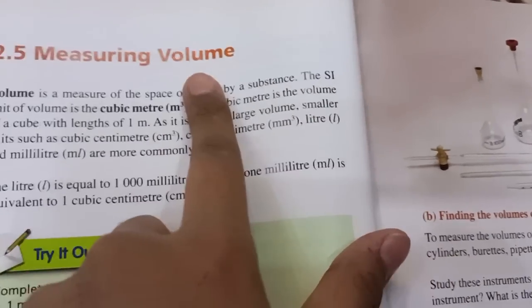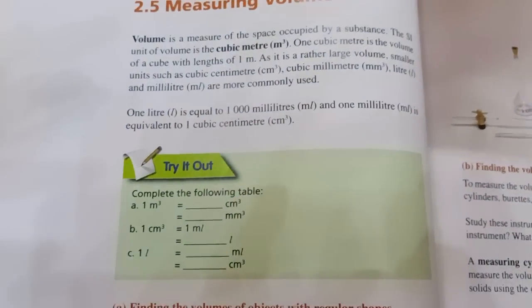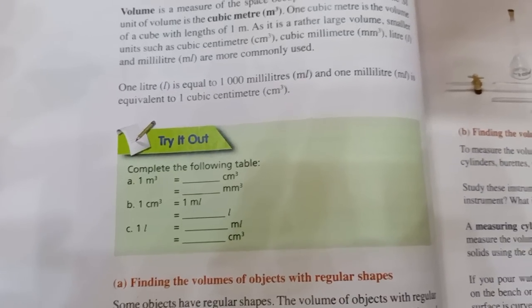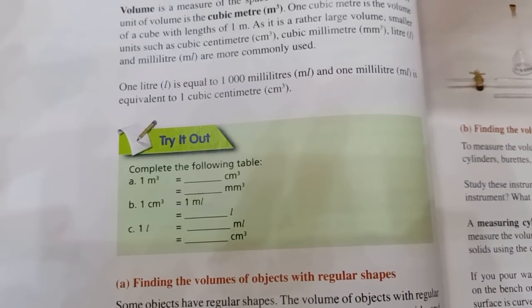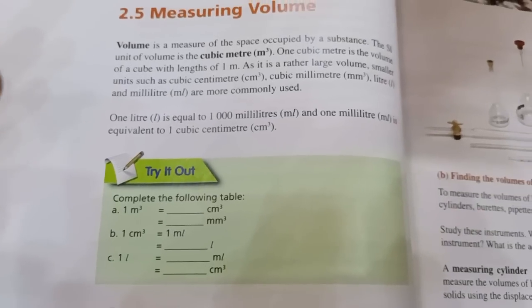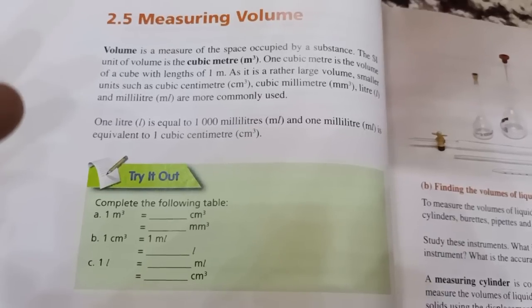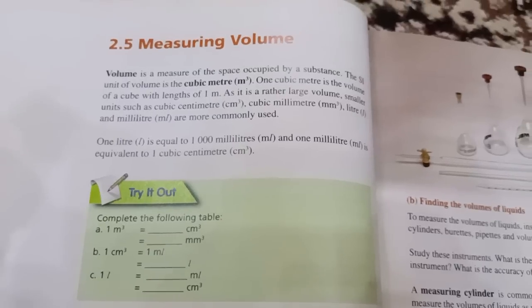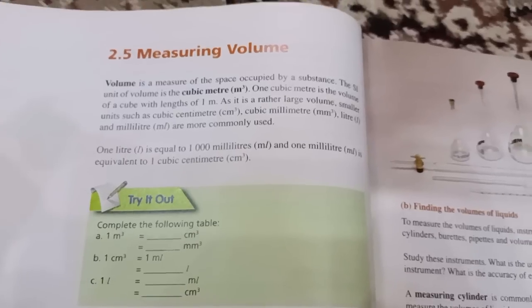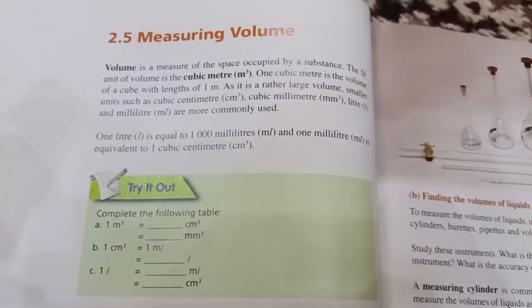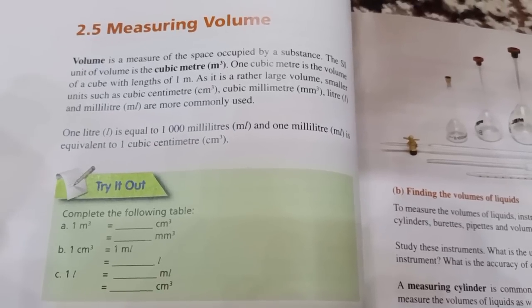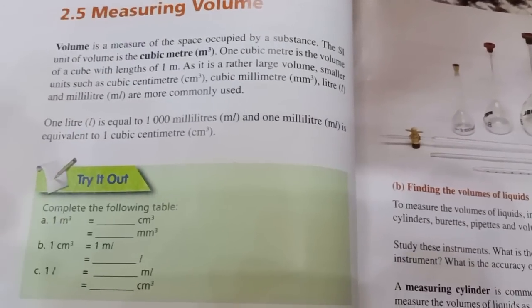Now, measuring volume. A volume is a measure of the space occupied by a substance. The SI unit of volume is the cubic meter. 1 cubic meter is the volume of a cube with sides of length 1 m. As it is a rather large volume, smaller units such as cubic centimeter, cubic millimeter, liter, and milliliter are more commonly used. 1 liter is equal to 1000 milliliters and 1 milliliter is equivalent to 1 cubic centimeter.